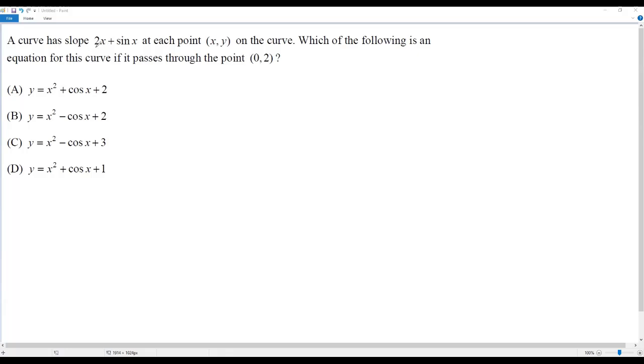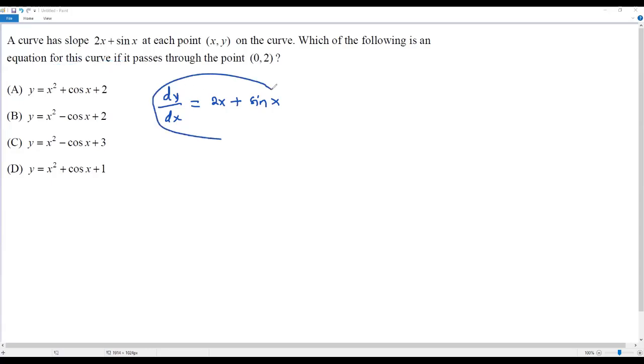Okay, here we have the slope of the curve, that is 2x + sin x. Actually, the slope of the curve is the derivative of the equation of the curve with respect to x, that is dy/dx equals this given slope, 2x + sin x. Okay, our aim is to find the equation of the curve.